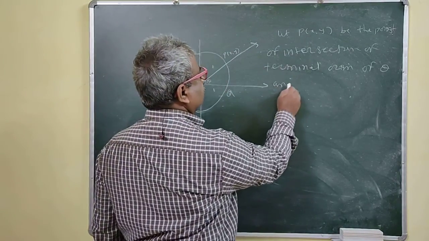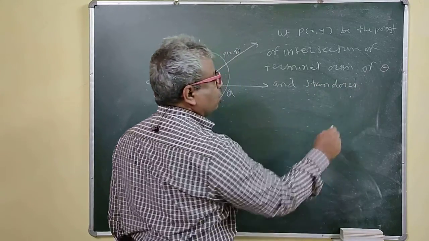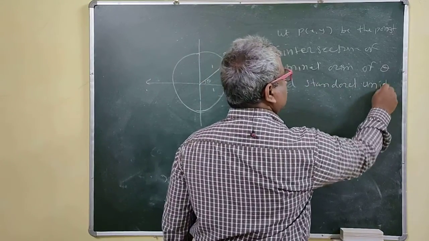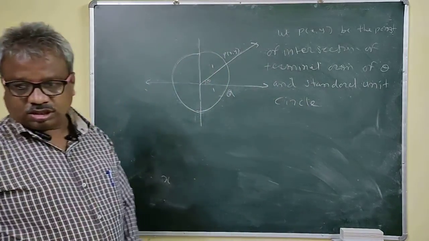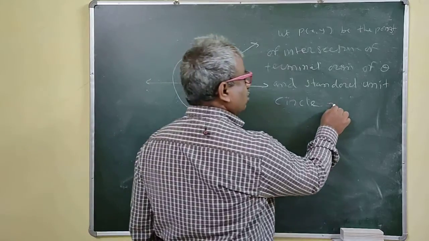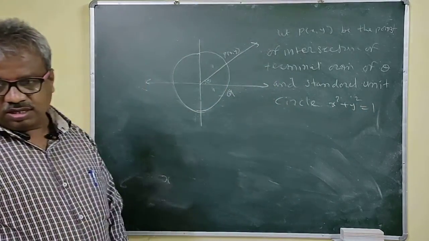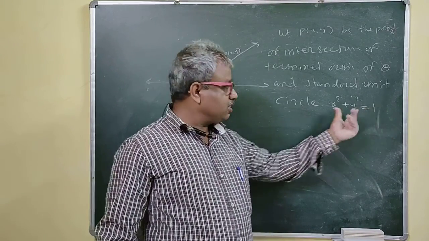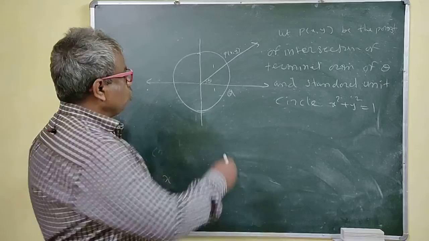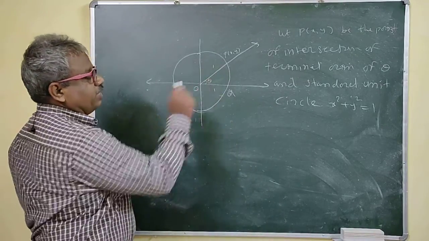and the standard unit circle. Standard unit circle means what? Standard unit circle: x square plus y square is equal to 1. Right? So here 1 is important. This is the radius of the circle, and your center is at the origin. So your O will be the origin. Right? Now the radius is 1.